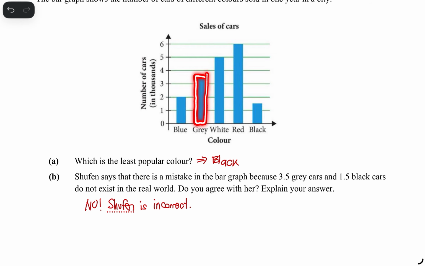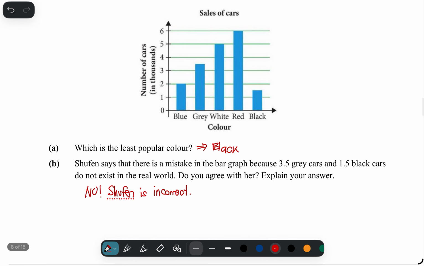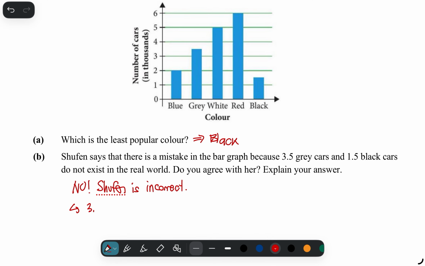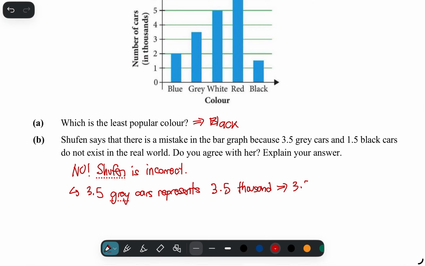Okay, so over here, we will write, the reason for this is because 3.5 grey car represents 3.5 thousand. Okay, which means that this is 3.5 times 1000. Actually, this means 3,500 grey cars. It doesn't just mean 3.5 grey cars, but actually 3.5 means 3,500 grey cars.